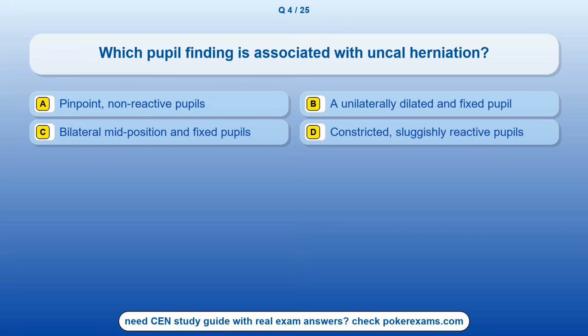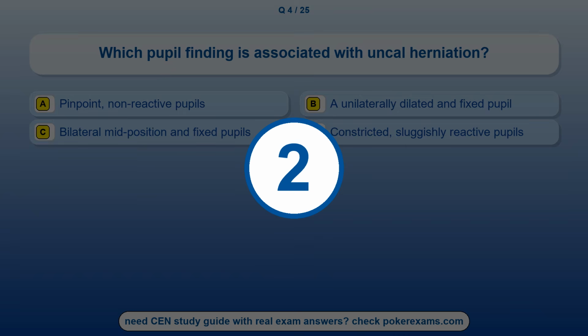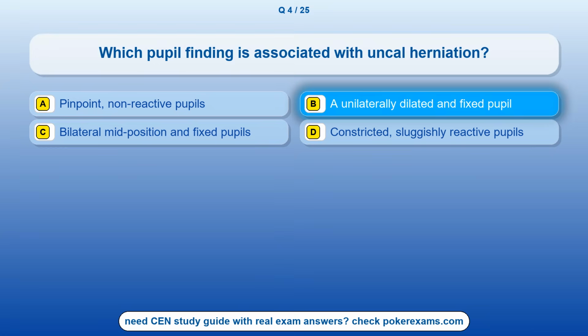Question 4. Which pupil finding is associated with uncal herniation? Option A, pinpoint, non-reactive pupils. Option B, a unilaterally dilated and fixed pupil. Option C, bilateral mid-position and fixed pupils. Option D, constricted, sluggishly reactive pupils. The correct answer is option B, a unilaterally dilated and fixed pupil.